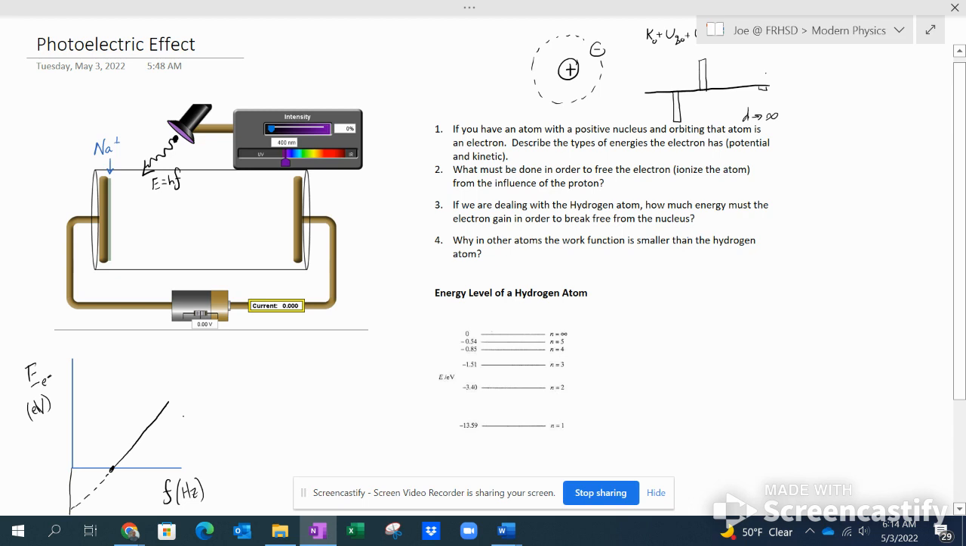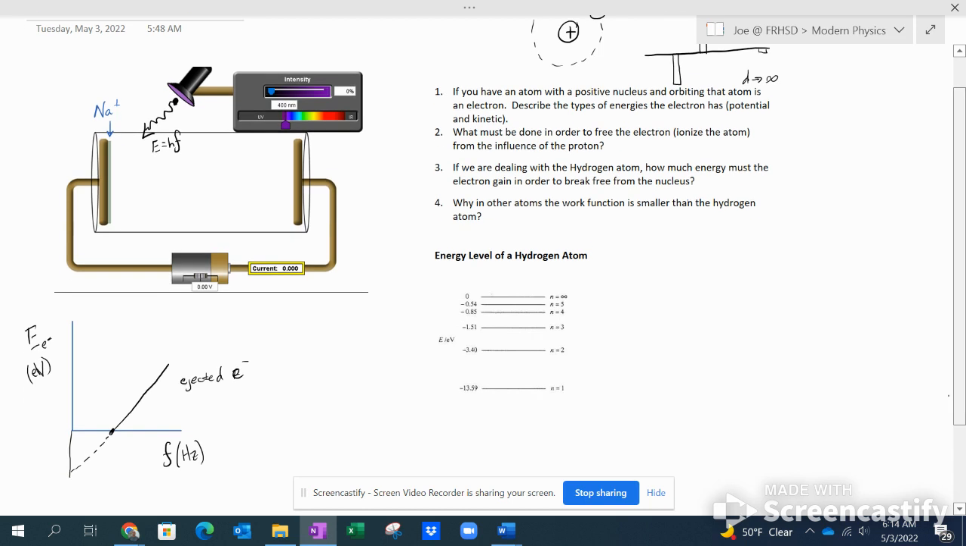Here we have ejected electrons from the atom. And if you go down below, the electrons are still in the orbitals or within the atom.